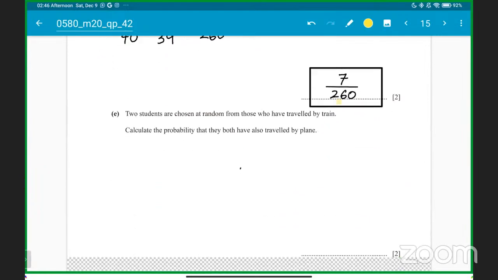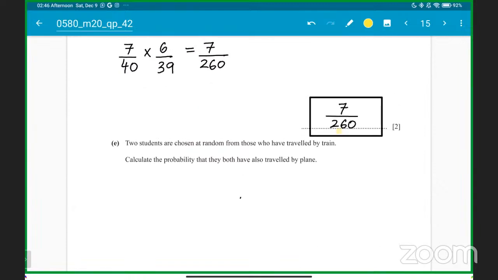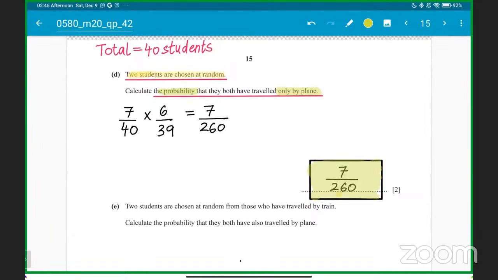Then we have part E as well. That will also be for 2 marks. Let's try to get this. How will we solve it? In the previous part, we had two students chosen from the total 40 students, and they traveled by plane. So that was the answer.